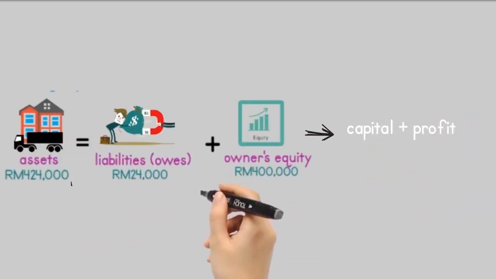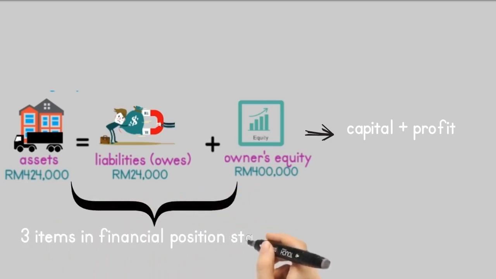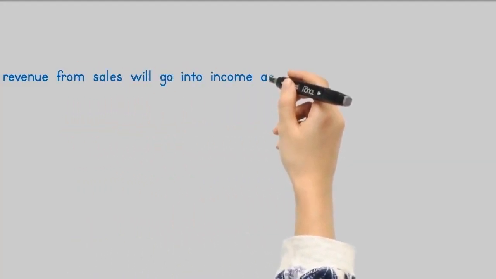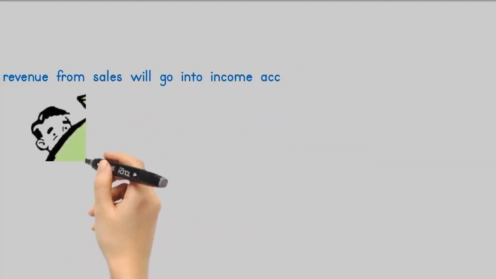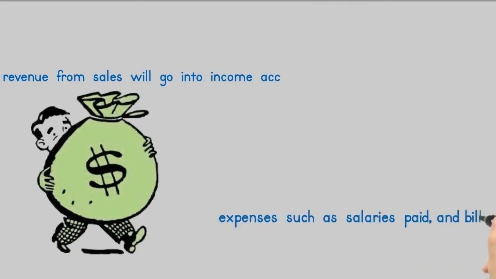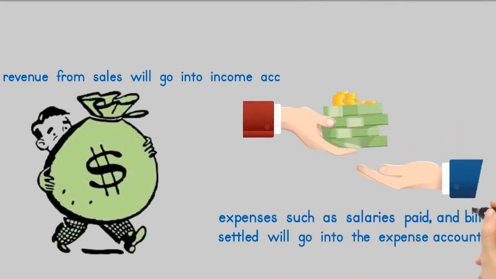These three accounts are referred to as the financial position elements as they relate to the three key items in the financial position statement. Apart from this, we also have income and expense accounts that are related to the comprehensive income of the business. For example, revenue from sales will go into income accounts, while expenses such as salaries paid and bills settled will go into the expense accounts in the accounting books of the business.